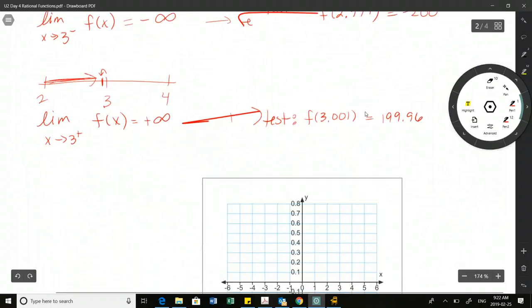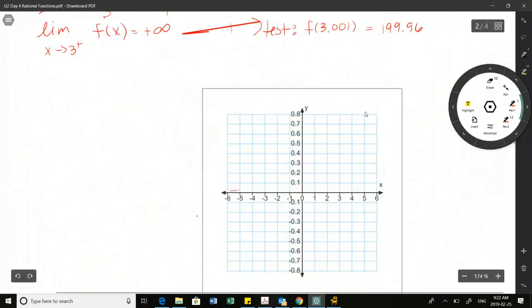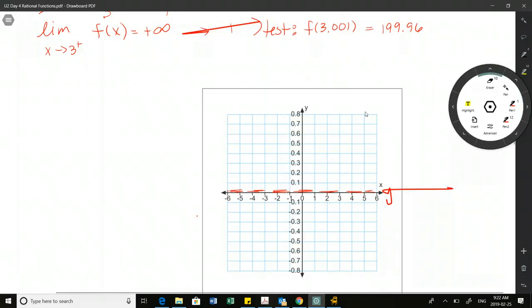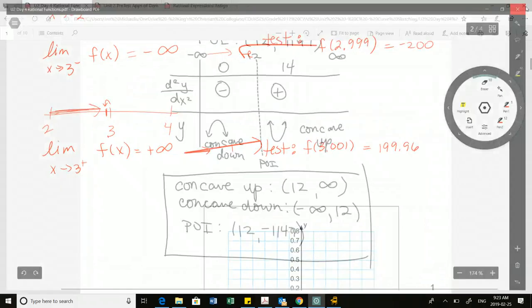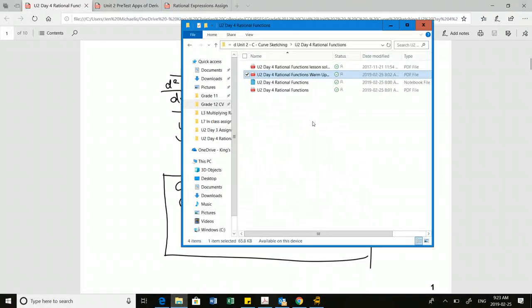Lovely. Okay, so we're going to start by plotting our asymptotes. We did both of them, from the right and the left. Sorry, I'm just going to restart this quickly, guys, because my eraser's not working.